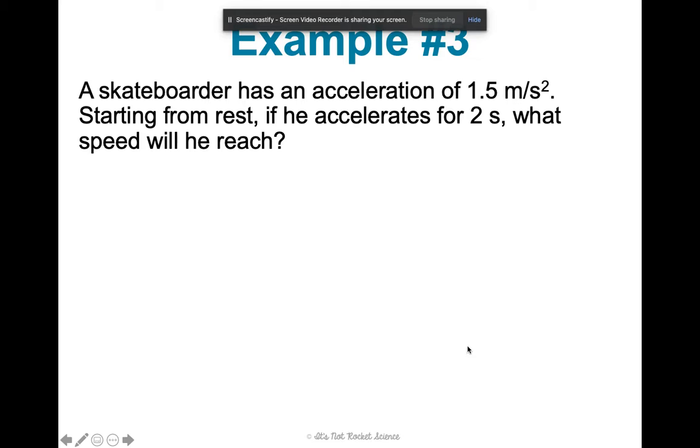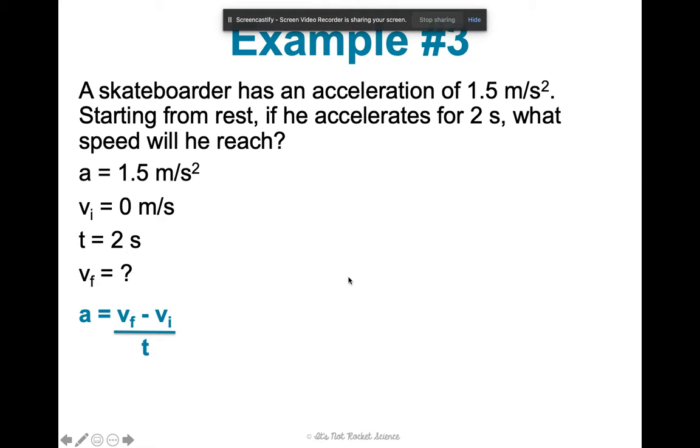Example number 3: a skateboarder has an acceleration of 1.5 meters per second squared. Starting from rest, if he accelerates for 2 seconds, what speed will he reach? Our acceleration here is 1.5 meters per second squared. Our vi is 0 meters per second, and our time is 2 seconds. So we're actually going to be solving for vf in this example.